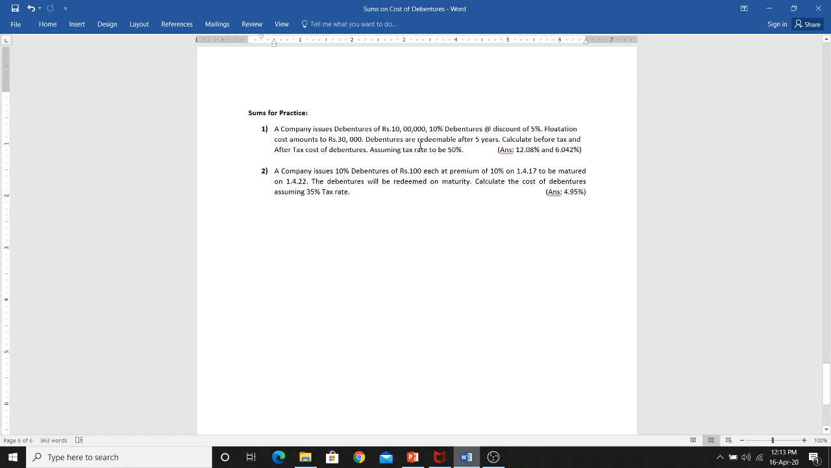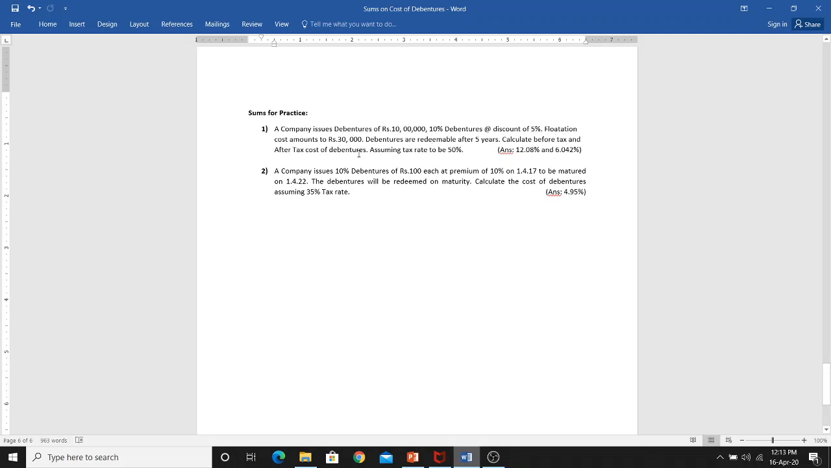So is it redeemable or irredeemable debentures? First of all, it is a redeemable debenture. N is 5 years. Now RV and NP will change. Now for RV, it is not specified whether they are redeemed at par, premium, or discount. So if nothing is specified in the problem, always assume that it is redeemable at par. So par means 10 lakh rupees.